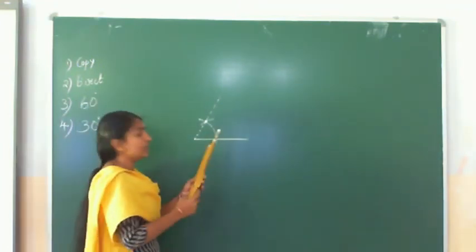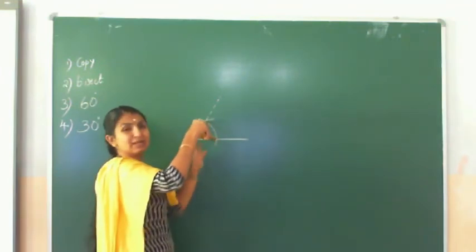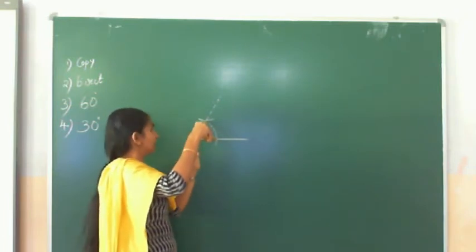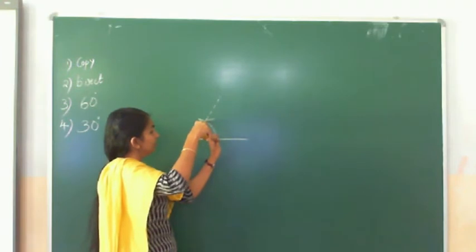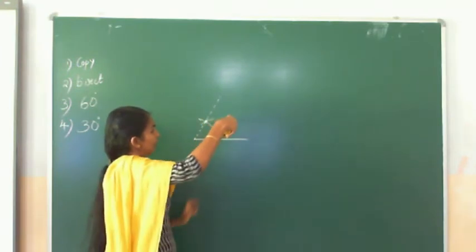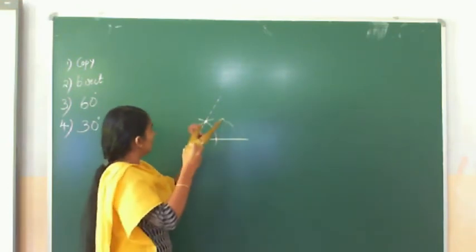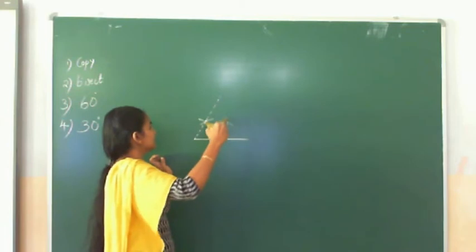Take that point in your compass. That length or more than that or less than that, it's okay. It should be more than half, so I just took the same length. Now what we need? We have to draw an arc, keeping the compass on these two points. So they intersected.